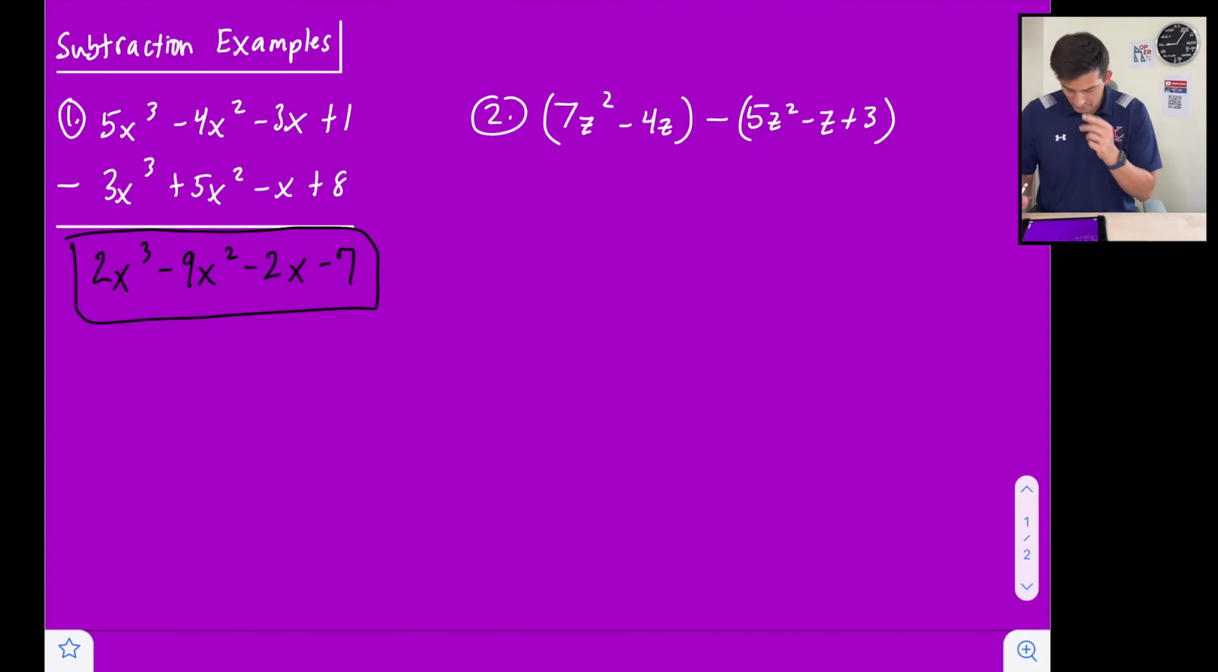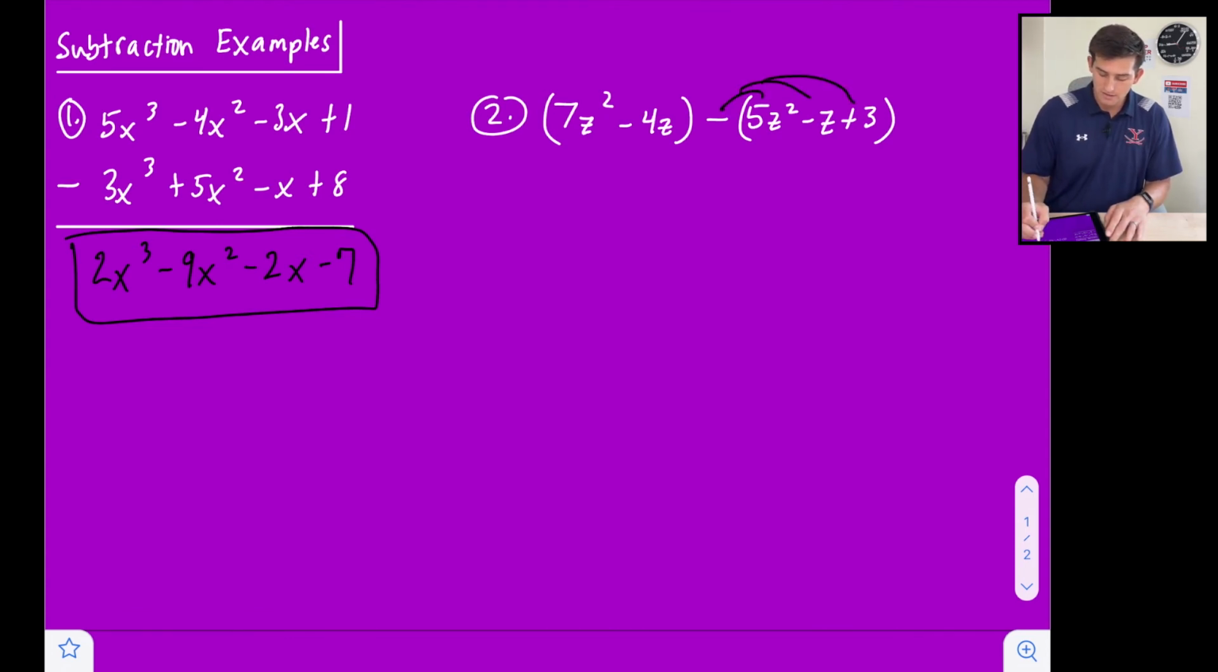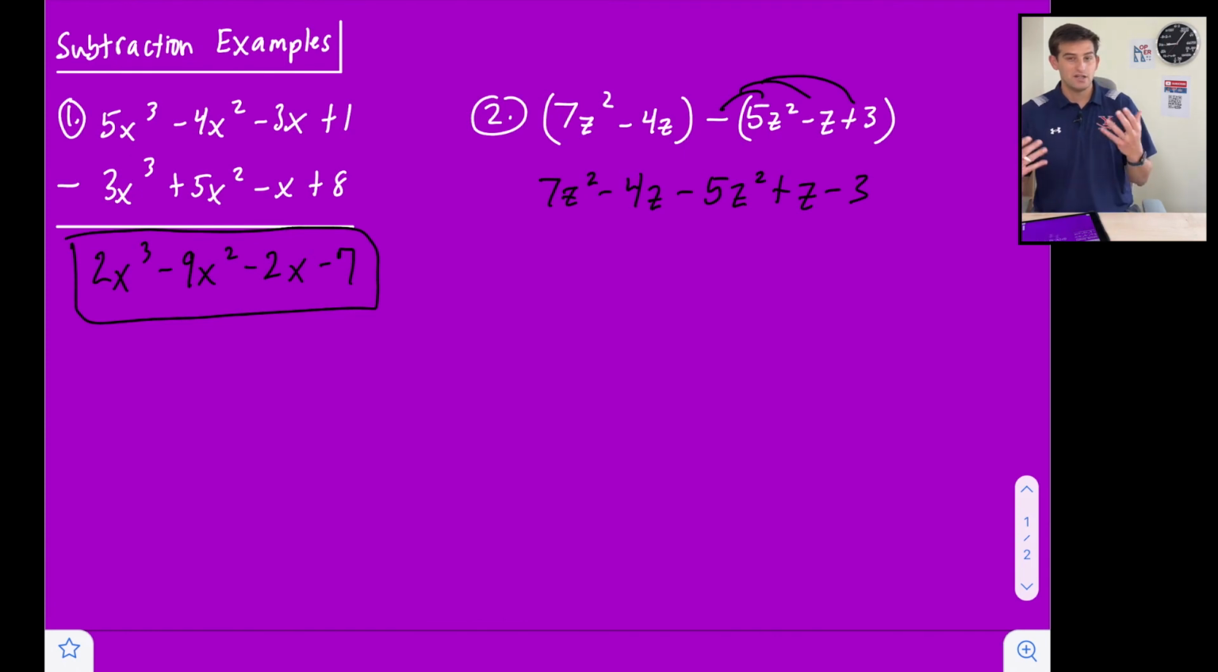For number 2, once again, I like to get rid of my parentheses, but with subtraction, we need to make sure we distribute this negative sign. So we have 7z squared minus 4z minus 5z squared plus z minus 3. Notice how the sign changed on all three of those terms in the second polynomial.